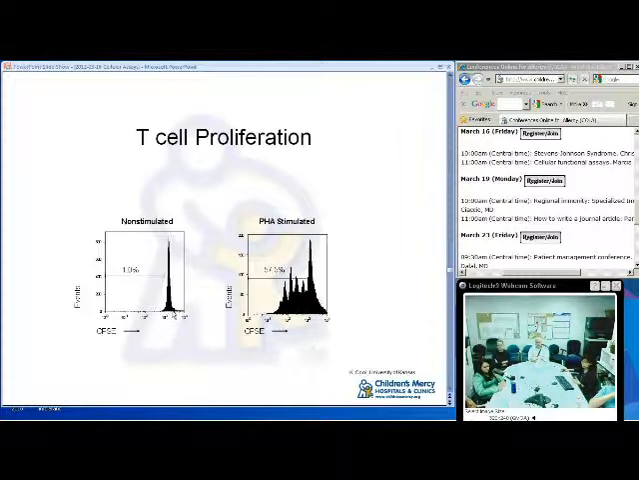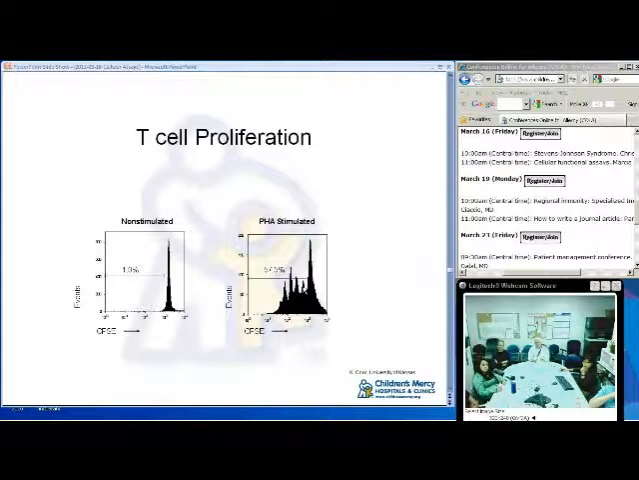So the CFSC is going to be very bright, and so the peak goes way over here. Okay? And here is an example of T cells that have been stimulated with PHA for 3 days. And what you can see, and so this is the gate of the non-stimulated cells. So what you can see is that 50% of those cells have responded to PHA, and that they have divided.